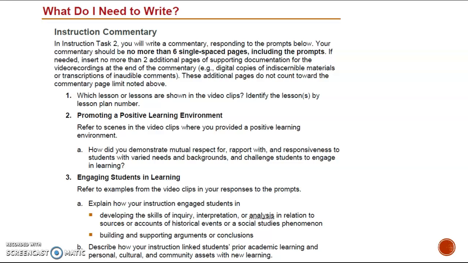Promoting a positive learning environment. Notice 2A, it says, how do you demonstrate mutual respect for, rapport with, and responsiveness to students with varied needs and backgrounds and challenge students to engage in learning? These key words are terms that you are going to want to use in your commentary. So be sure that you use them. Also, you're going to want to reference the rubric verbiage to help you as well.